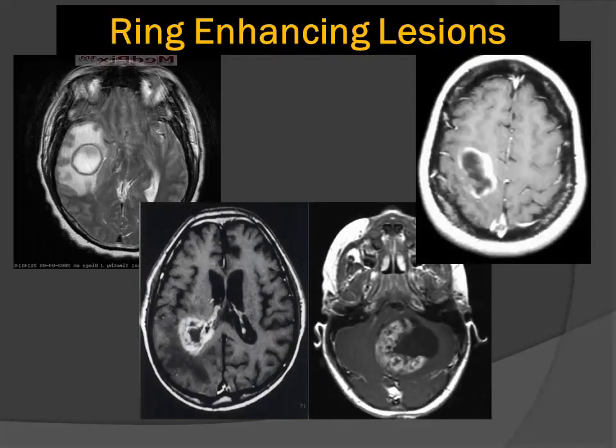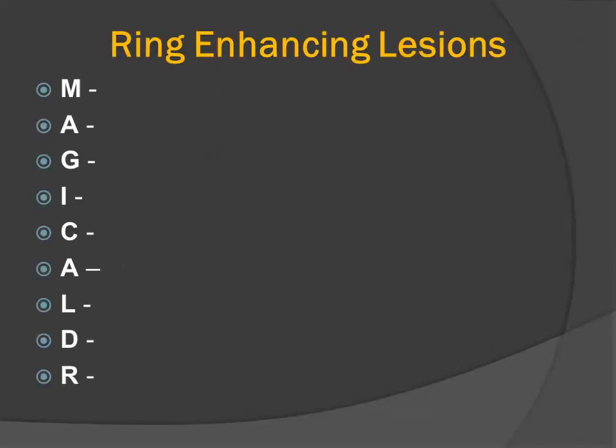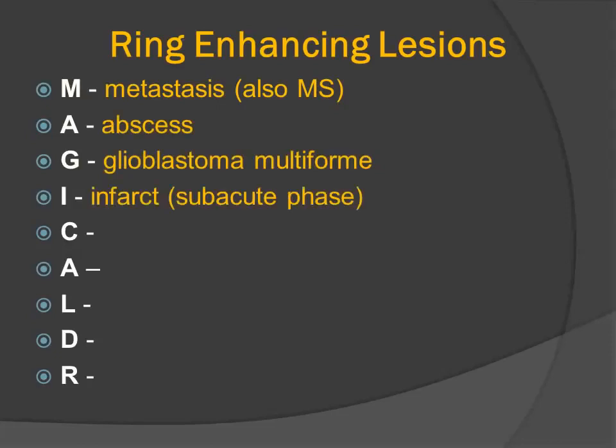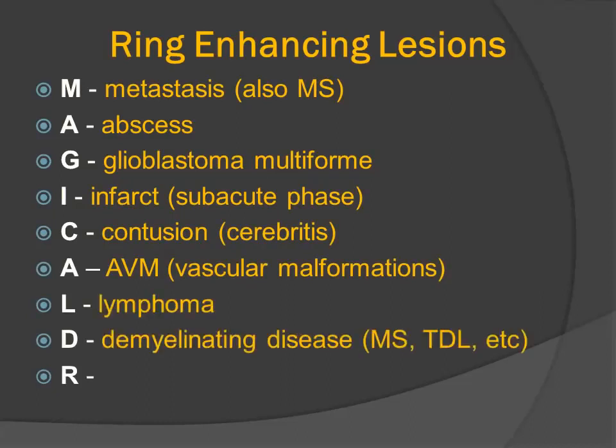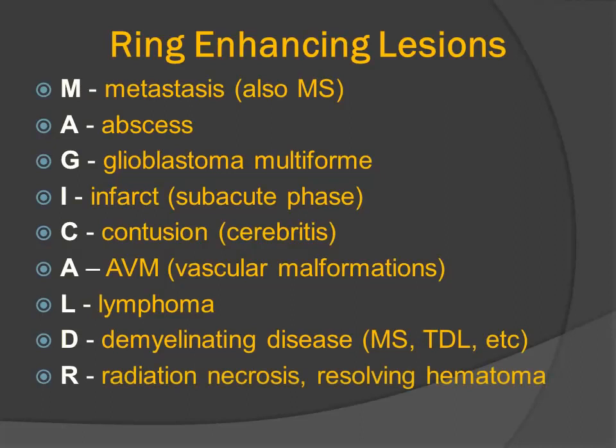Here we see 4 different patterns of ring-enhancing lesions. Many people use the mnemonic magic doctor or magical doctor to remind themselves of the many different kinds of ring-enhancing lesions: metastatic disease and multiple sclerosis, an abscess, glioblastoma multiforme, subacute infarcts, cerebritis and contusion, AVMs and vascular malformations, lymphoma, demyelinating disease including tumefactive demyelinating lesions, and radiation necrosis or resolving hematomas.